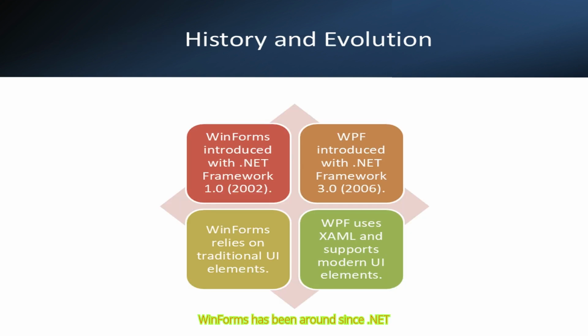WinForms has been around since .NET Framework 1.0, released in 2002. It was one of the first UI frameworks available for .NET developers. However, as the need for more modern and flexible UI designs grew, Microsoft introduced WPF in 2006 with .NET Framework 3.0. WinForms provides a straightforward way to build applications using Windows UI components, while WPF introduces XAML, a powerful markup language that allows for advanced UI designs, animations, and improved data binding. This evolution paved the way for more visually appealing and feature-rich applications.